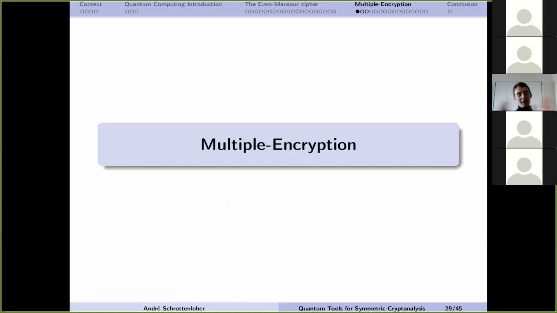And now I'm getting to the second part of this presentation, studying multiple encryption. Things are going to be very different because we're not using Simon's algorithm anymore, so we don't have this algebraic structure that we use. It's going to be how to solve meet-in-the-middle problems in the best way possible, given quantum algorithms.